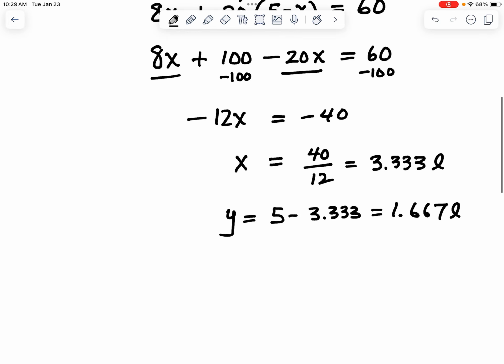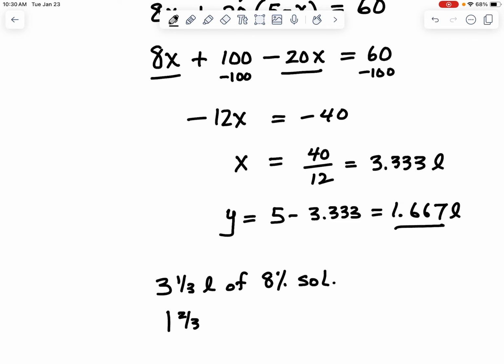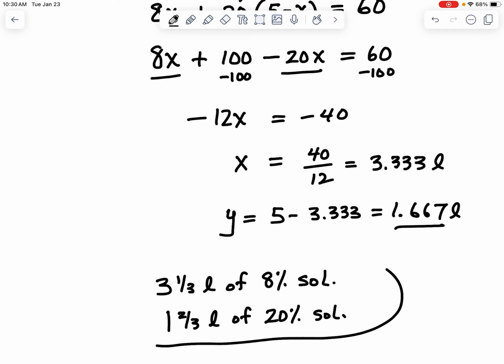And then I just need to label my answer. So the x was the 8%. So, and I could even go, 3.33 is 3 1/3 liters of 8% solution. And then 1.66, that is 1 2/3 liters of the y, and the y was the 20% solution. And there we've solved the chemistry problem.